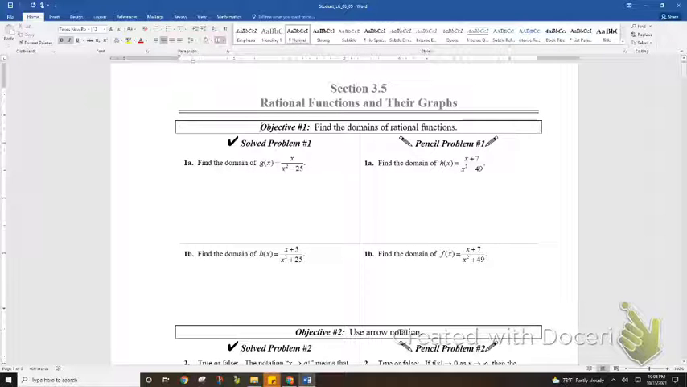Alright, so first thing we're going to do though, we're going to go back and forth with some notes today. So you're probably going to want to get a separate sheet of paper so that you can take notes on it. Alright, so I'm going to pull up my sheet of paper here, and let's talk about some of the stuff we're going to need for rational functions.